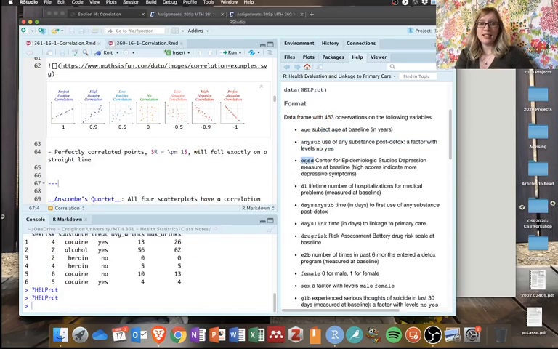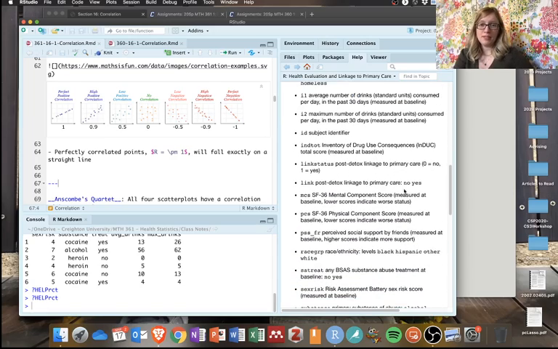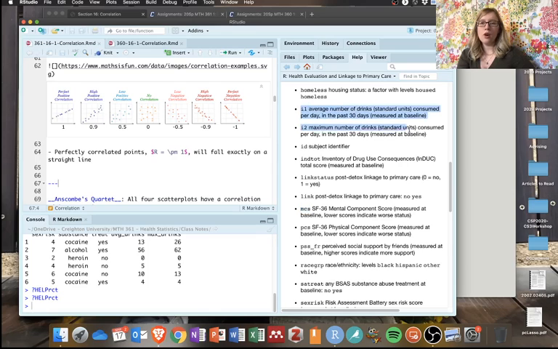We'll start with CESD. This is a measure of depression score, so higher scores indicate a patient who is more depressed. MCS is a mental component score, so lower scores indicate worse mental health. So someone with a high depression index probably is in pretty low mental health, thus the negative correlation. I1 and I2, these are the average number of drinks consumed per day in the past 30 days. This is measured at baseline, so at the beginning of the study, combined with maximum number of drinks. Correlation there makes sense too.